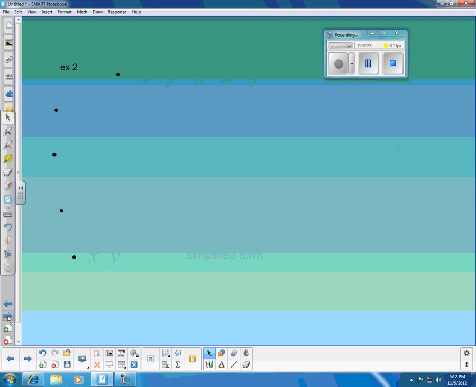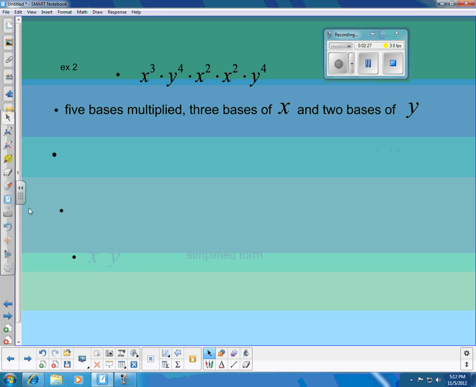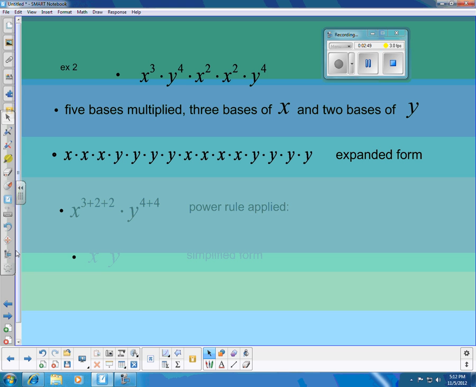Our next example has 5 bases multiplied, 3 bases of x and 2 bases of y. The expanded form would look like this, and it can be very tedious to expand all our powers. That's why it's very useful to use the product rule.